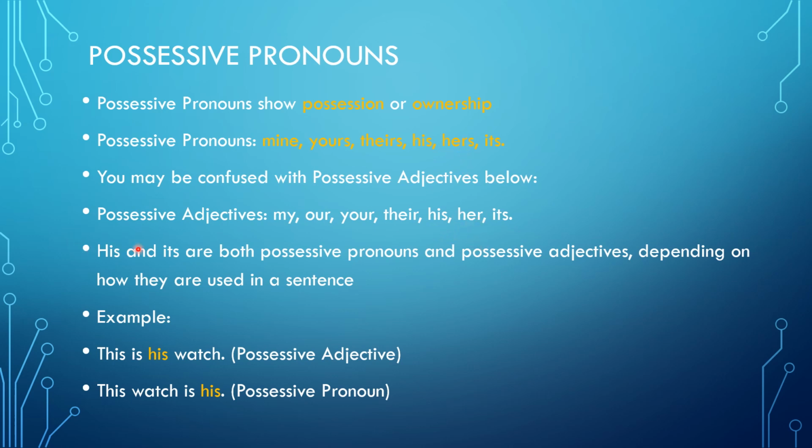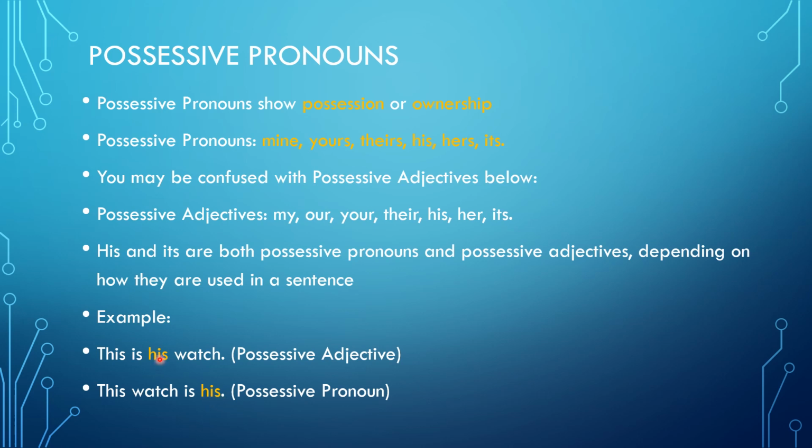Now remember, his and its, they are both possessive pronouns and possessive adjectives, but depending on how they are used in a sentence. Look at this example. This is his watch. So here this his is not a possessive pronoun. It is a possessive adjective because it is describing the watch. Whose watch? His watch. Now, this watch is his. Here this is a possessive pronoun. Watch is his, showing possession.